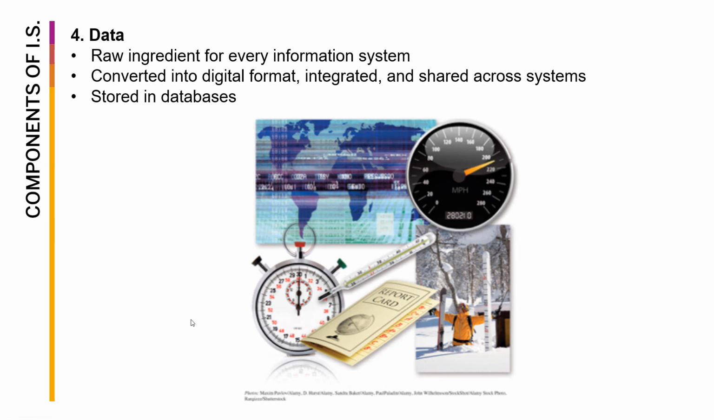The last component and the most essential component of an information system is the data. Data is the raw ingredient for every information system, and these raw facts can present themselves in an enormous variety of shapes and forms. Regardless of its initial form, incoming data is converted into a digital format, which allows it to be integrated in information systems, read by computer programs, and shared across systems. They are usually stored in what we call the databases.